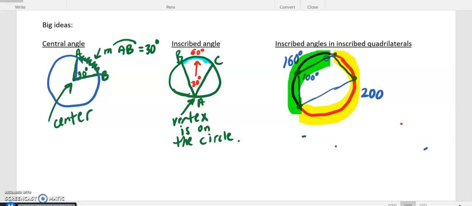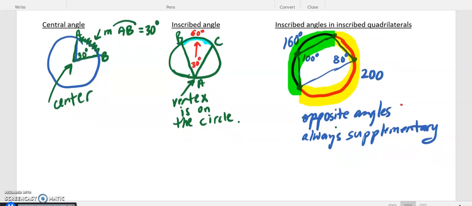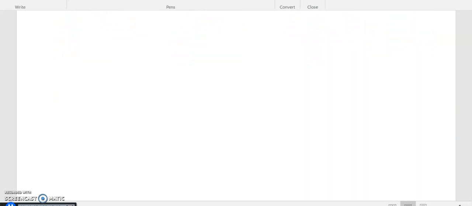Well, this arc is the included arc for the opposite angle of 100. For that, I know it has to be half of 160, so that would be 80 degrees. Any way you look at it, you see that opposite angles are always supplementary. And that's the major property that comes from this. But as long as you know inscribed angles, you'll be fine with that. Let's see if there's anything else here in my notes.